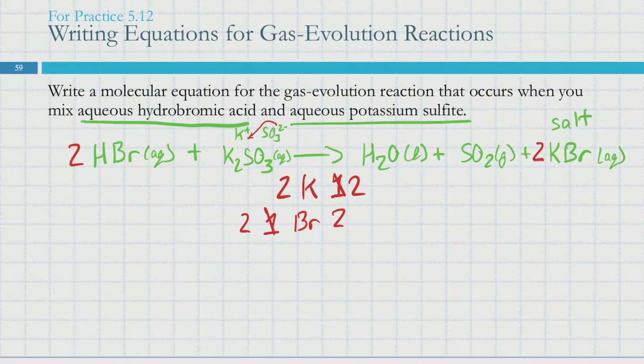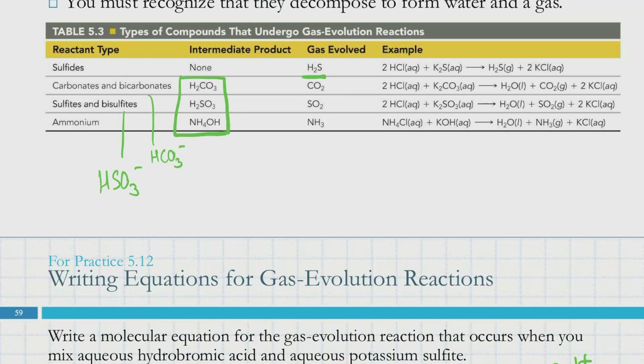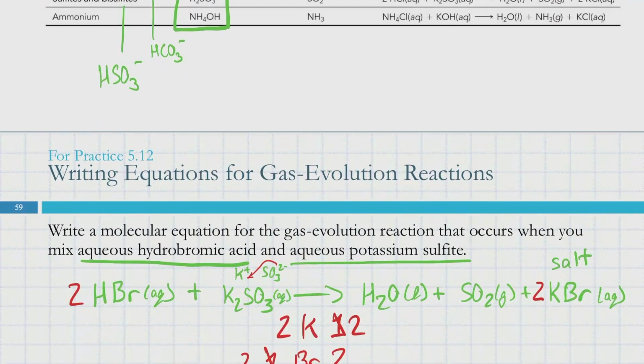Questions? So again, sulfides, carbonates and bicarbonates, sulfites and bisulfites, and ammonium. Basically 4 things that you have to remember. The CO3 produces CO2 and water. The SO3 produces SO2, probably also water. Ammonium produces ammonia. I don't think it's anything too crazy. Expect at least one of these, probably one of them on the next exam.